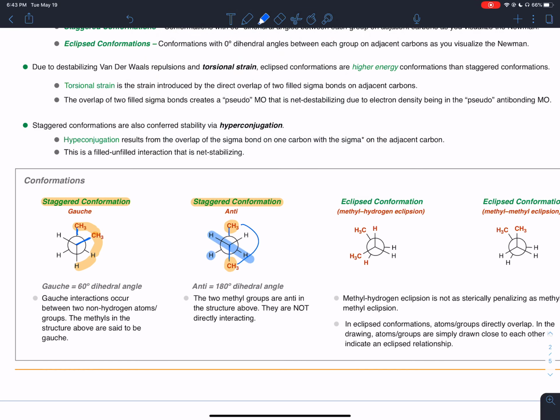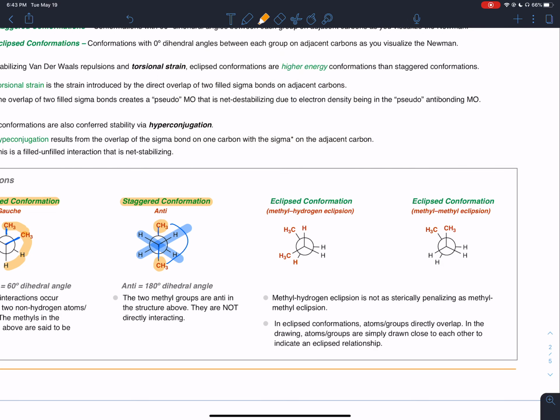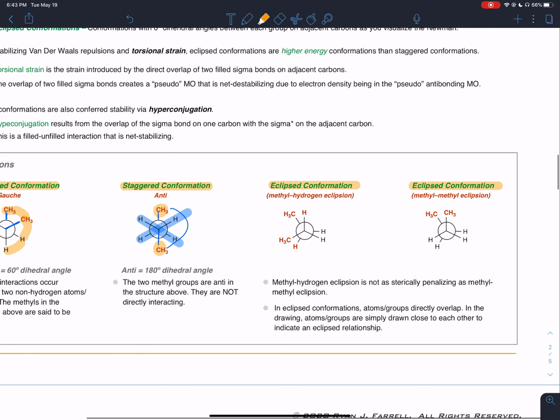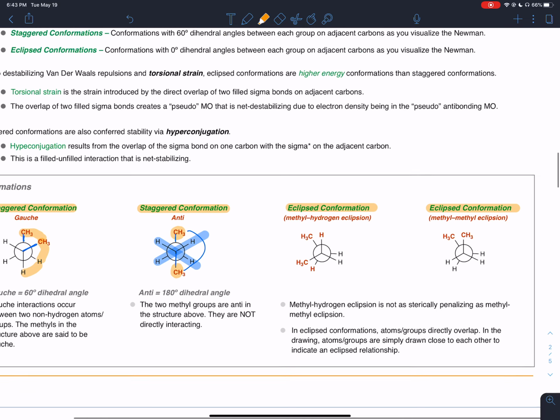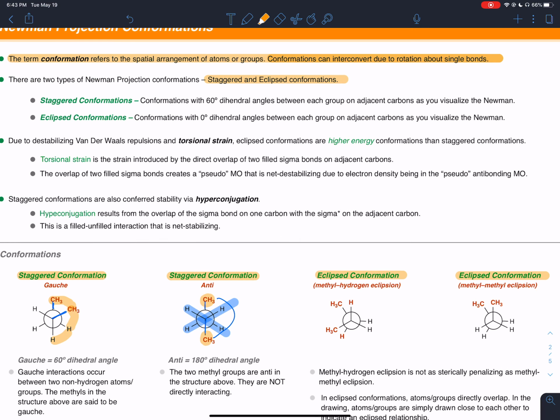Okay? When you look at eclipsed conformations, the groups on the front and the back carbons will be perfectly eclipsing with one another. These are high energy conformations. Eclipsed conformations will be higher in energy than your staggered conformations, okay? And we'll talk about this in the next couple videos, but why eclipsed conformations are higher in energy is they have more van der Waals repulsions.